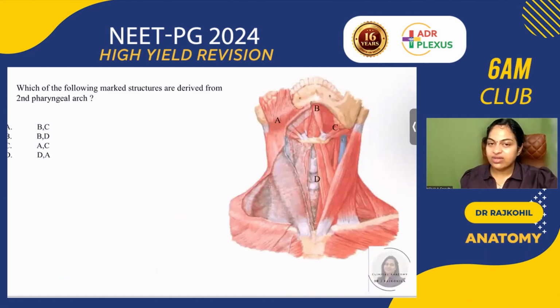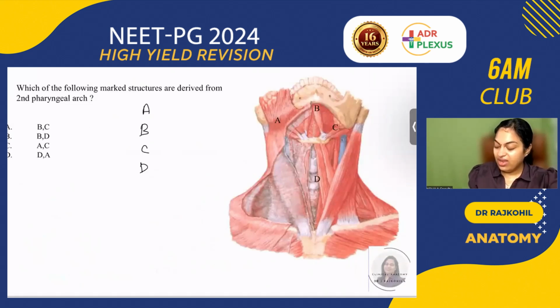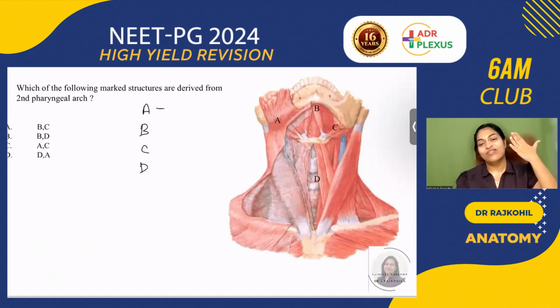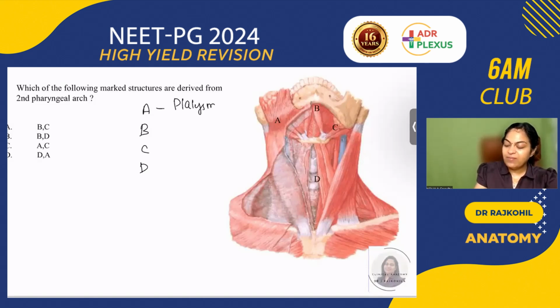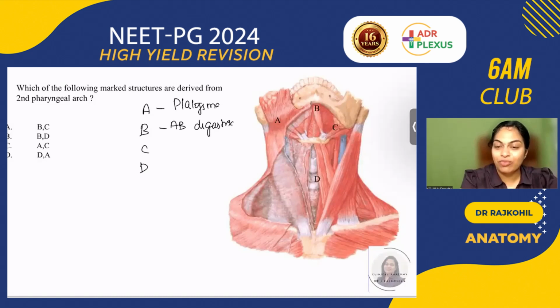Which of the following marked structures are derived from the second pharyngeal arch? You can tell me what is A, B, C, D. A is the subcutaneous muscle that you see over the neck going towards the face and inserting into the angle of the mouth as risorius. What is A? Excellent, Dr. Gopika. Excellent. Okay. Yeah. B. The anterior belly of digastric. Is my handwriting improving? Okay. Anterior belly of digastric.